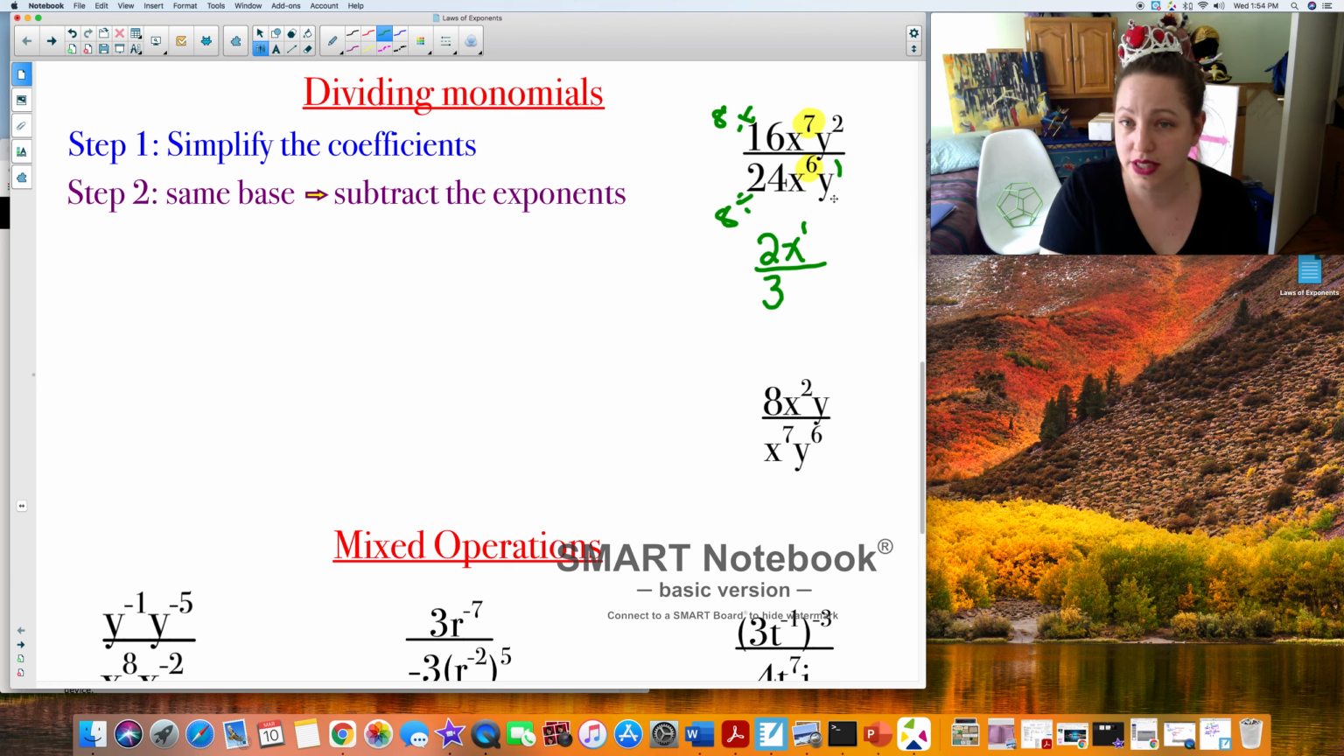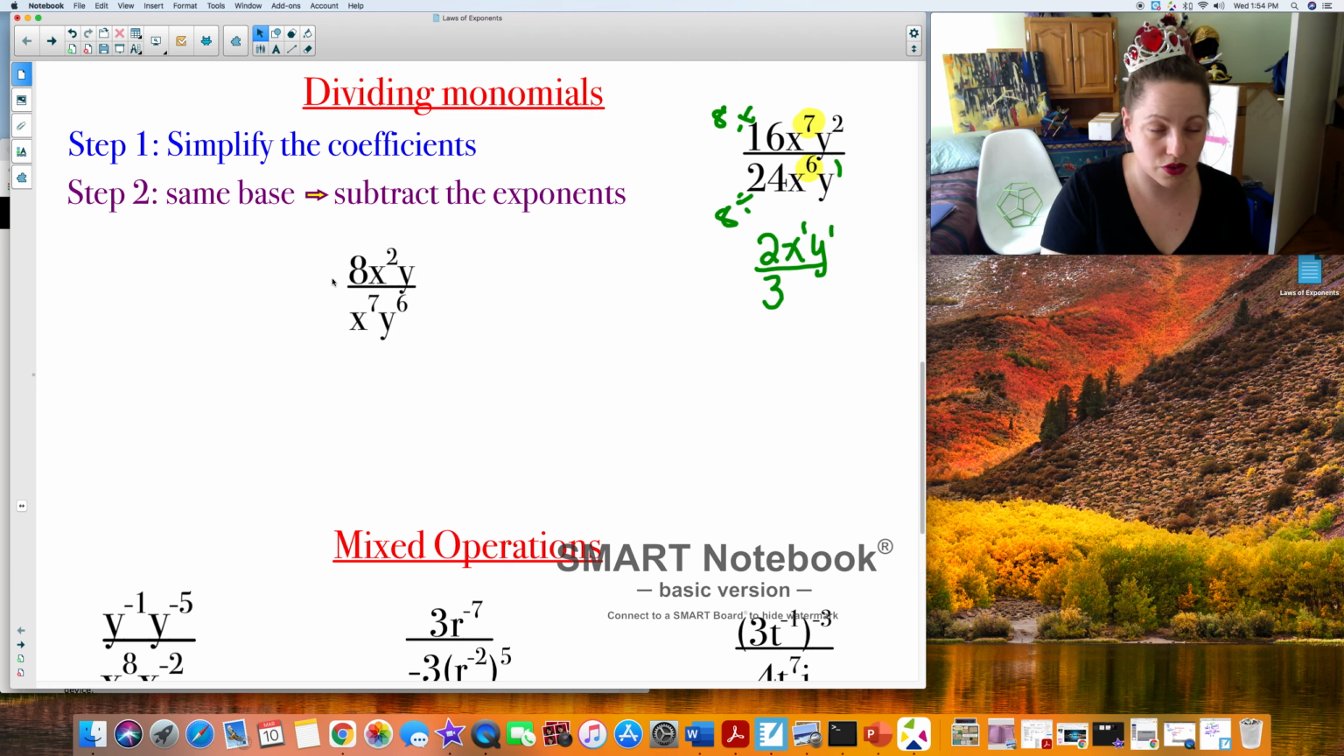You have 2 y's on top, 1 on the bottom. 1 would cancel, leaving you with 1 y on top. Okay? 2 minus 1 is 1. Let's do another one, similar. I'm going to just slide it over here. So there's no coefficient in front on the bottom for me to simplify with.